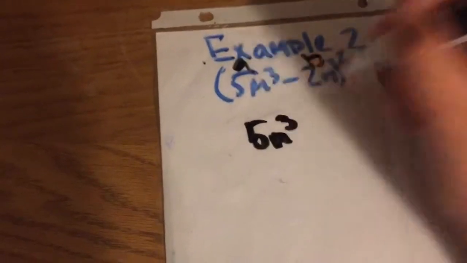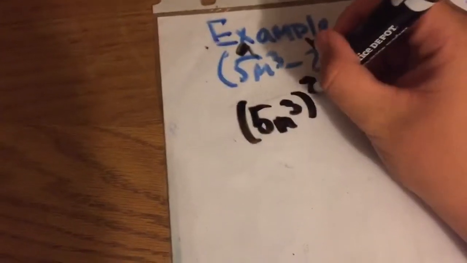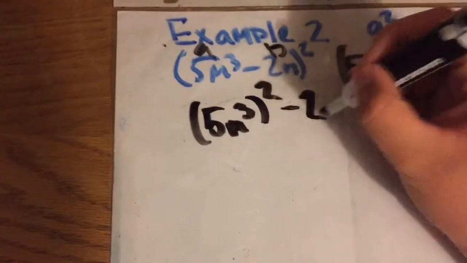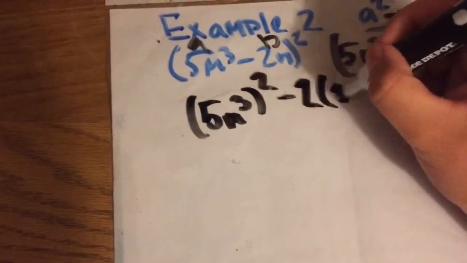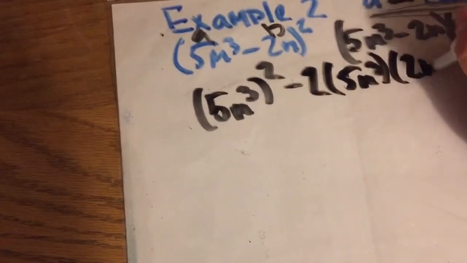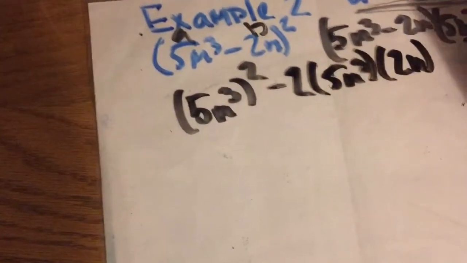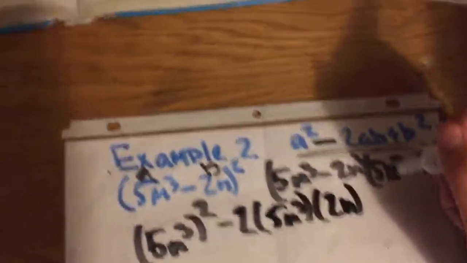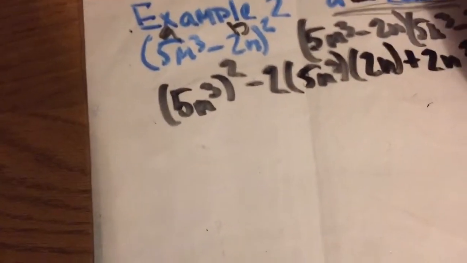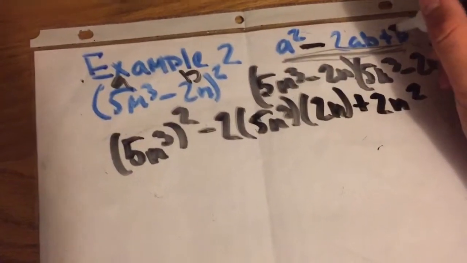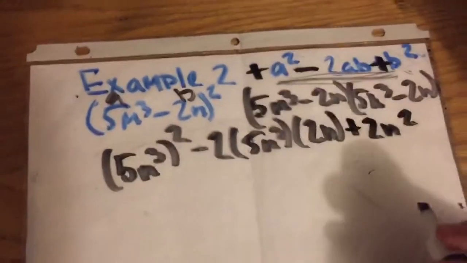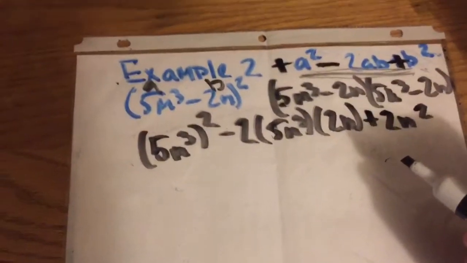(5m cubed) squared. But instead of adding, you're going to add a negative. So minus 2 times 5m cubed, the a term, times 2n, the b term. Next, you're going to have the next term, which is going to be plus (2n) squared, following the expression here, which is plus. So it goes plus, minus, plus when you have a negative in the binomial.